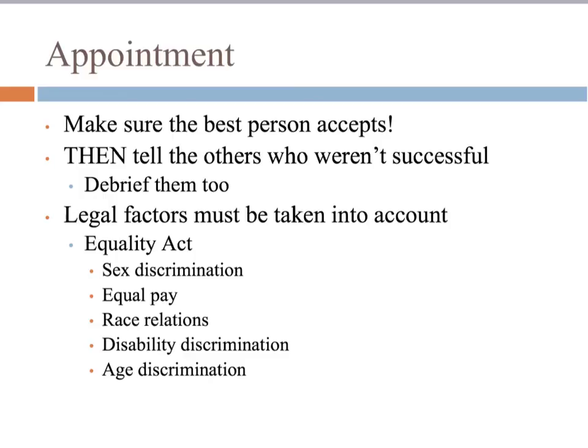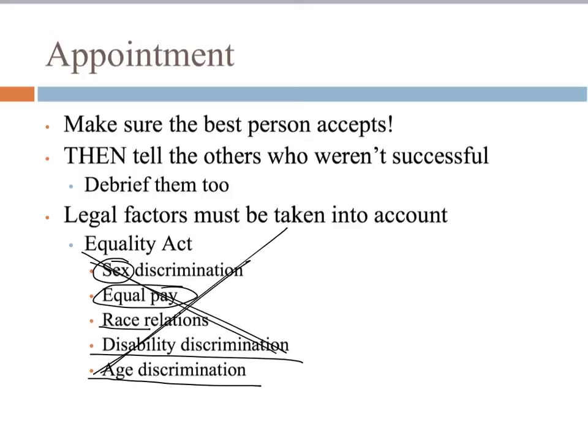So there's something called the Equality Act now, and it looks at things like we can't just say we want a man rather than a woman. We can't say we're going to pay women more than men. We can't say we want someone black to work in this role rather than someone who's white. We can't say under no circumstances will we employ someone who's blind. And we can't say we want someone over the age of 30 years of age. We just simply cannot discriminate on those grounds.